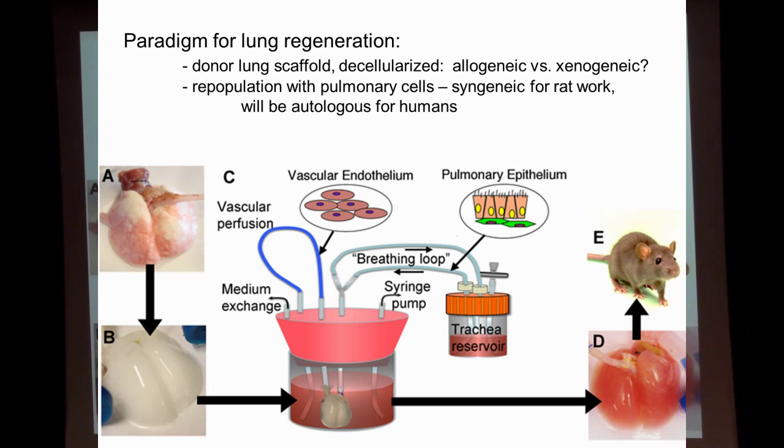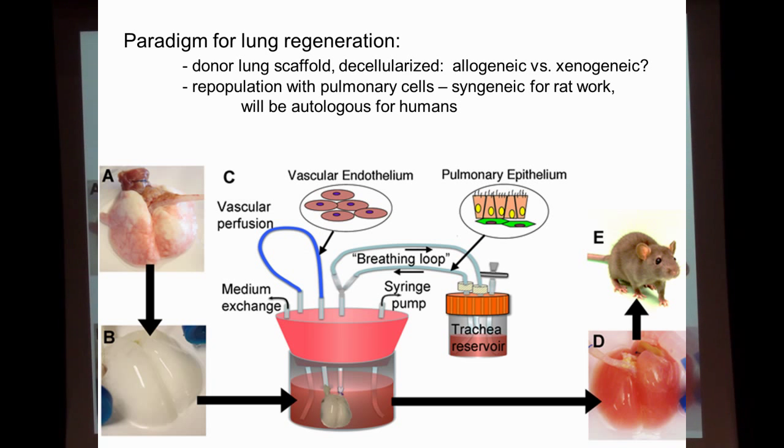In the work I'll describe, we decellularize a native adult rat lung, and then we repopulate it with pulmonary cells. For our rat work, these cells are syngeneic. In other words, they're taken from different members of the same species into which the implant will go. And in fact, not just the same species, but these rats are closely related enough that they're almost genetically identical. Although in the future, as we envision this for human work, these cells would be autologous, and I can talk more about that towards the end.